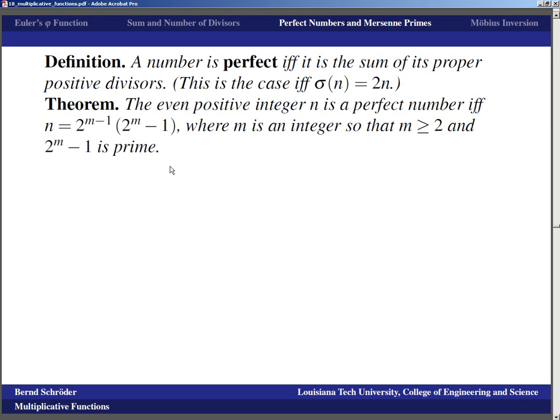I'm going to say it later on also, but I might as well say it here: there also is a characterization for odd perfect numbers, but that one is beyond our reach right now. Okay, so what's the proof?